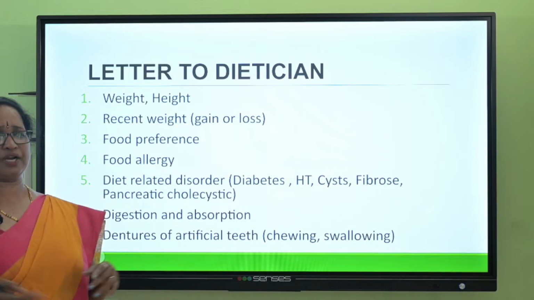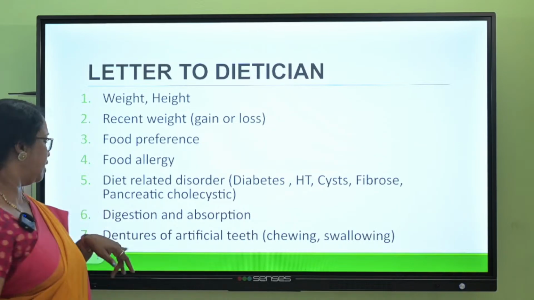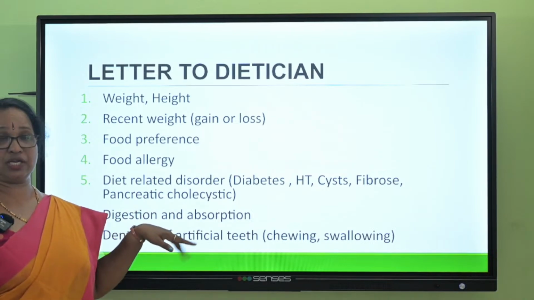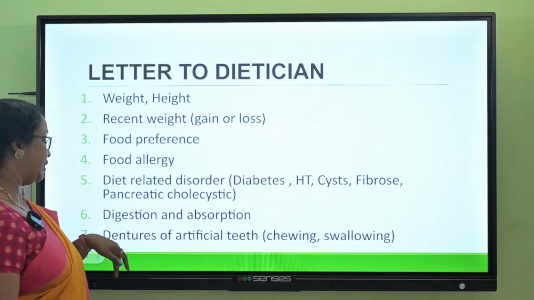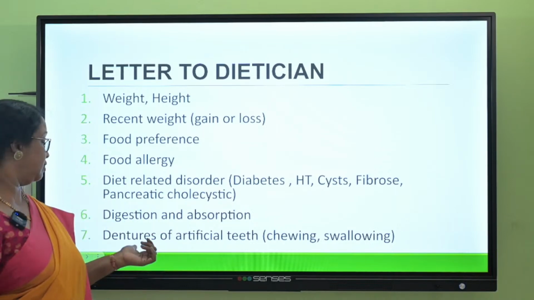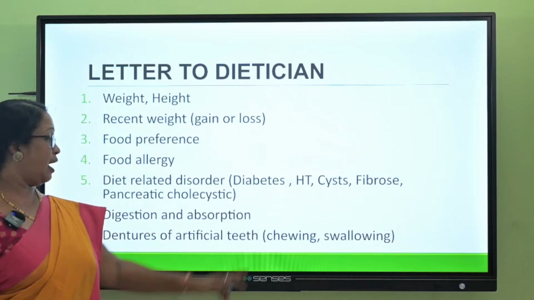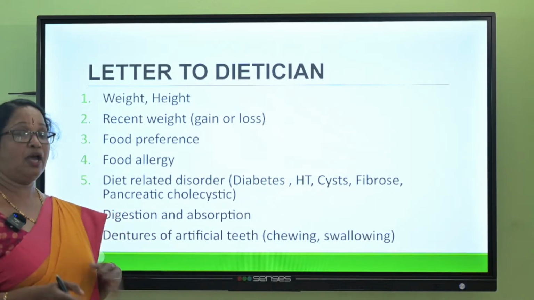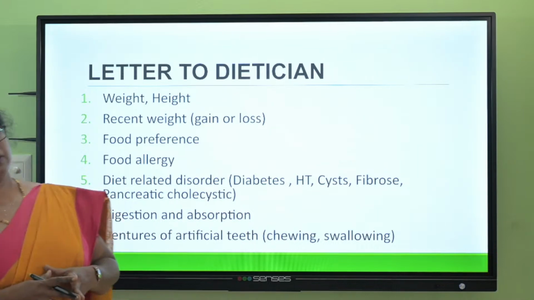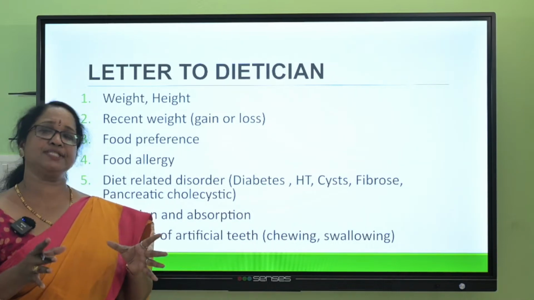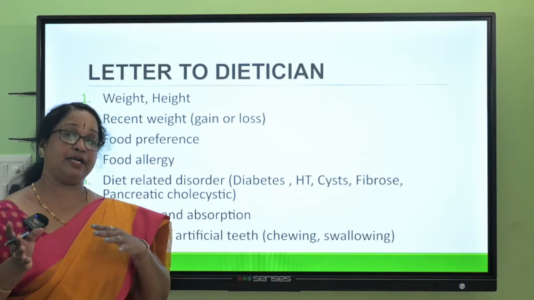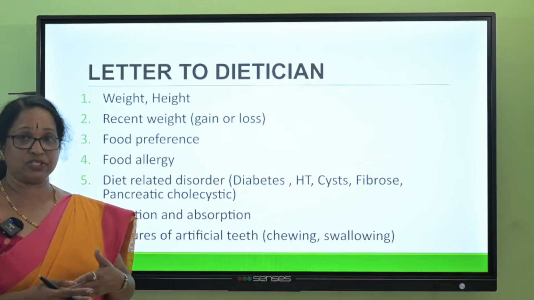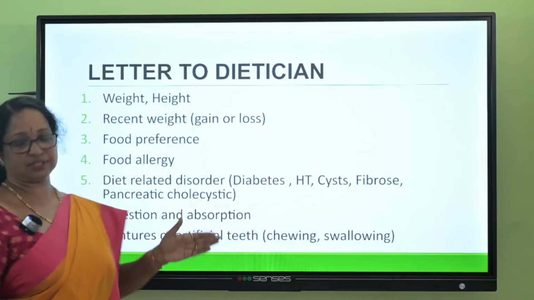Like this, these types of conditions will be there, and we have to note them down. Next, we have to look at how his digestion and absorption are. And next, the most important one, the dangers of it. And we have to look at the chewing and swallowing function of the patient. So, these are the relevant points that you have to note from a dietitian. Whenever you are seeing a case note where you have to write a letter to a dietitian, please note all these things.